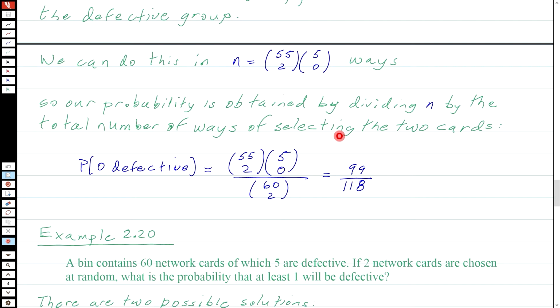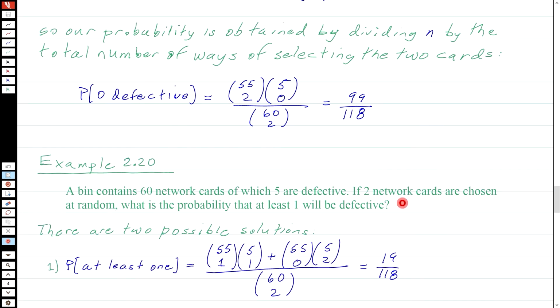Another approach to this problem is to just look at the number of ways of selecting at least 1 defective from the 2 groups. We can start by selecting one defective card from the 5 defectives and 1 from the 55 non-defective, and then 2 defectives from the 5 defective and 0 from the non-defective, and that leads to this solution here. At least one means that we select one from the non-defective and one from the defectives, and the number of ways of doing that is 55 choose 1 times 5 choose 1.